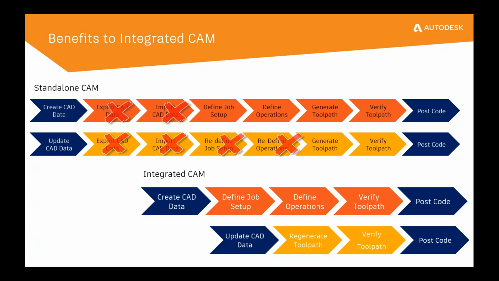The real benefit is when the model changes or change comes along. All you have to do is open up the model and change the CAD data. You don't have to go through importing, exporting, redefining setups, redefining operations. You just click one button that says regenerate my toolpath to match the new model. Of course, you're probably still going to verify it and post code. So we can shorten your overall cycle of manipulating CAD data by having your CAM integrated into the product.